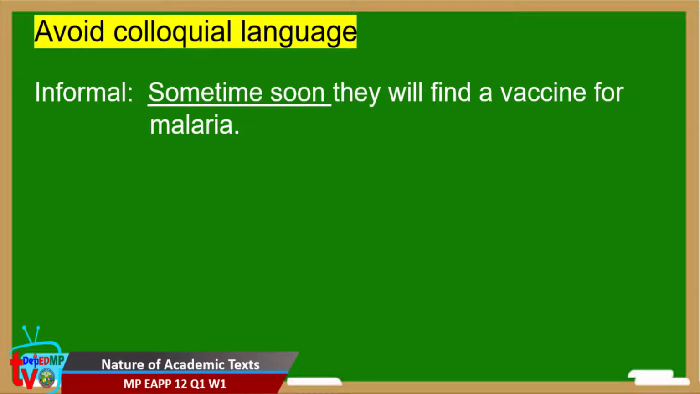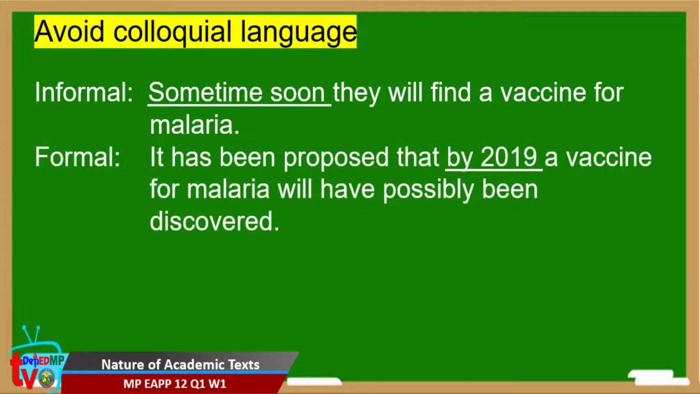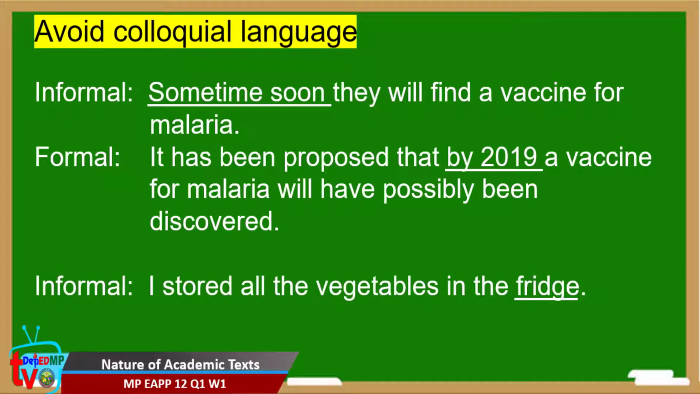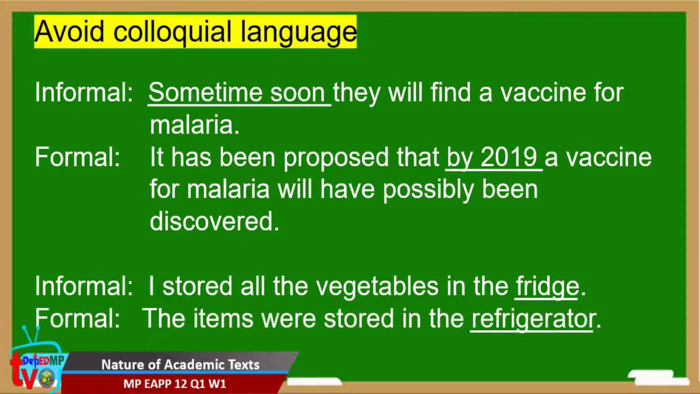Here are more examples of avoiding colloquial language. As you can see here, we have the informal and formal sentences. First example, instead of using sometime soon, you can use by 2019. Second example, instead of using the colloquial term fridge, you can use the formal term refrigerator.